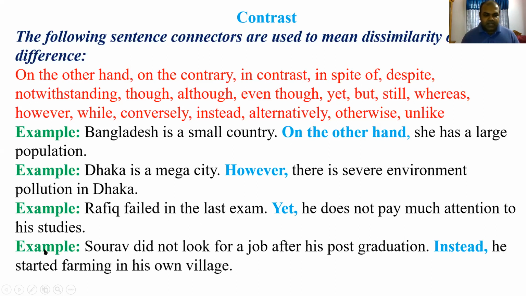The final example is Saurabh did not look for a job after his post-graduation. And the sentence connector is instead. He started farming in his own village.